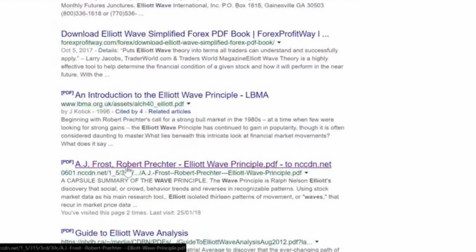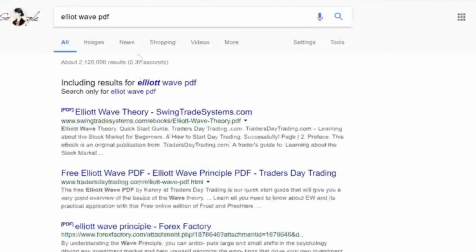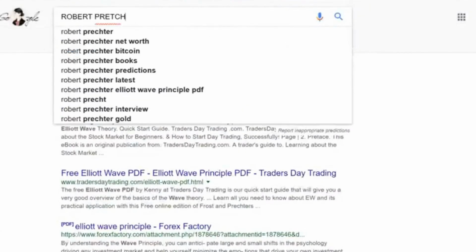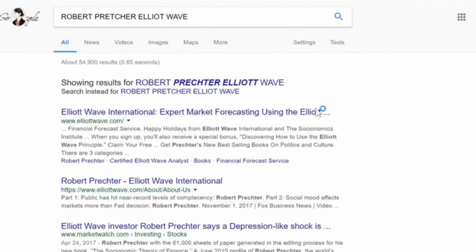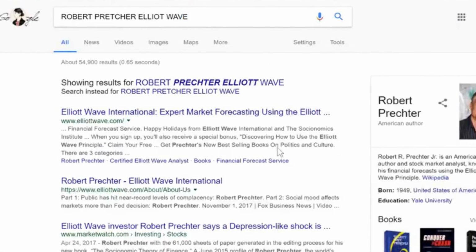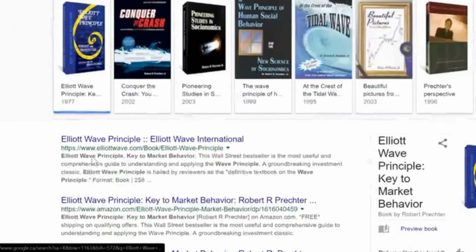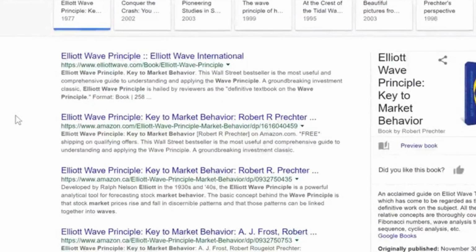There's a book right here that's a condensed version called the A.J. Frost, Robert Prechter. That's a very, very good book. In fact, I probably recommend buying the original book as well. This is an old book, but I think it was released in 84, even earlier than that. No, 49, this one right here, 1977, that's when it was released. And this book still holds true, guys. It's still literally the absolute best book, okay?